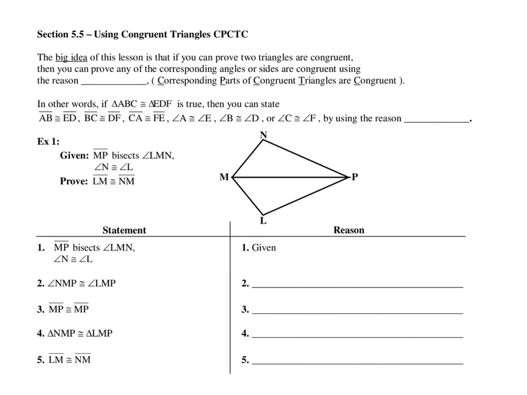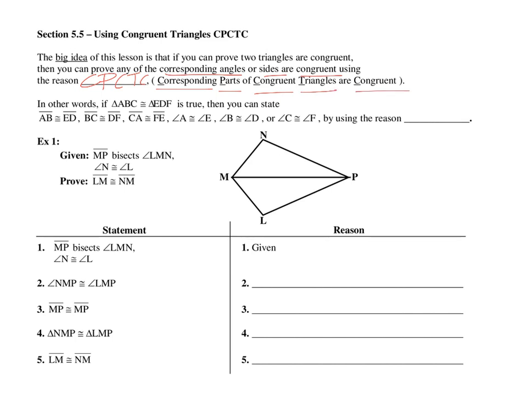All right, starting lesson 5.5, the last lesson of the chapter, using congruent triangles, CPCTC. All right, what is that all about? The big idea of this lesson is that if you can prove two triangles are congruent, then you can prove any of the corresponding angles or sides are congruent using this reason, CPCTC, which means corresponding parts of congruent triangles are congruent.